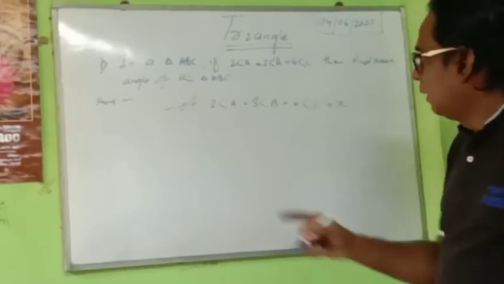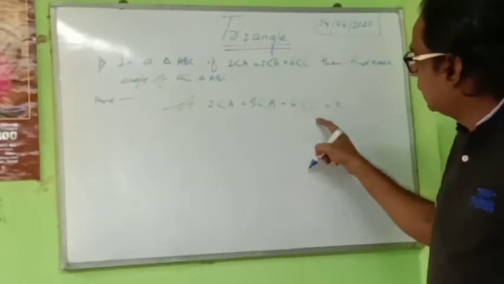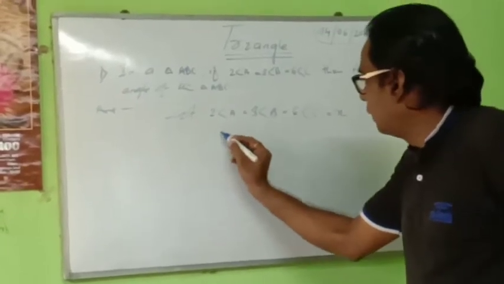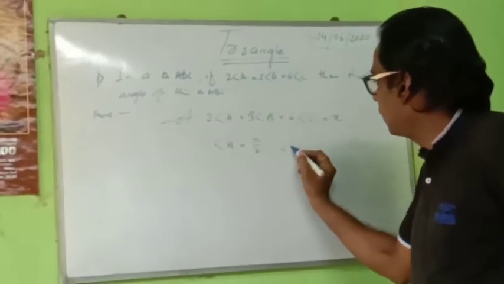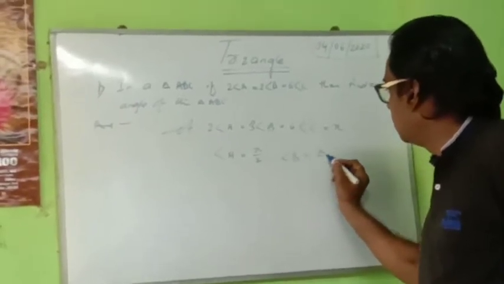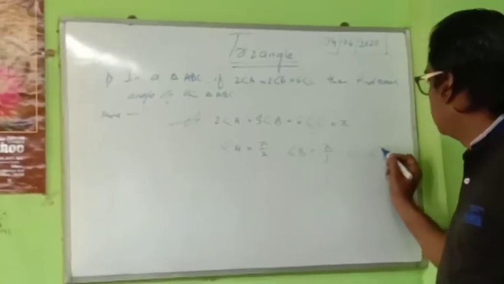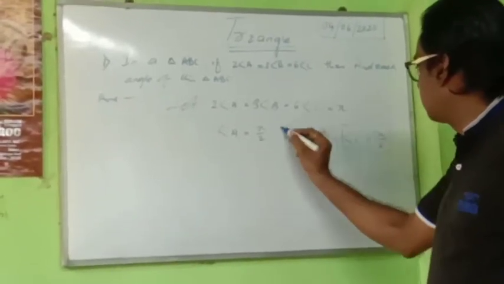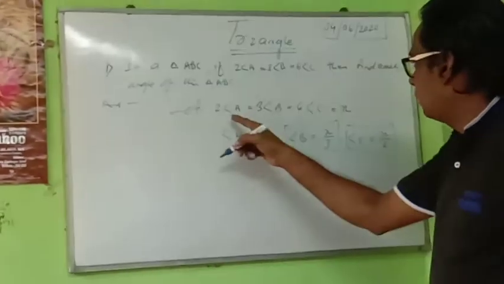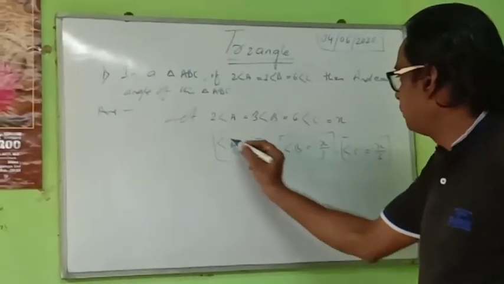We are taking, let this angle, and 3 times of angle B, 6 times angle C is equal to X. Therefore, angle A will be how much? X by 2. Angle B will be how much? X by 3, we will divide it. And angle C will be how much? X by 6. See, each angle I am finding in terms of X. Because twice of angle A is equal to X, therefore, angle A will be X by 2.